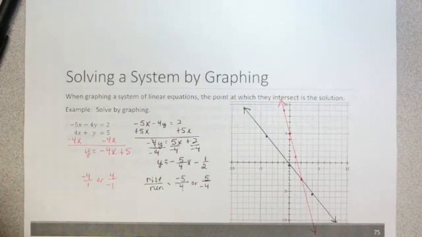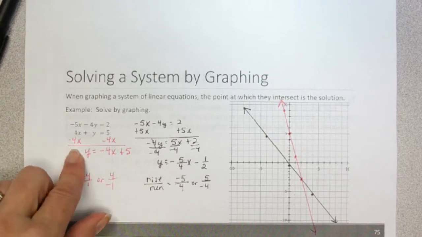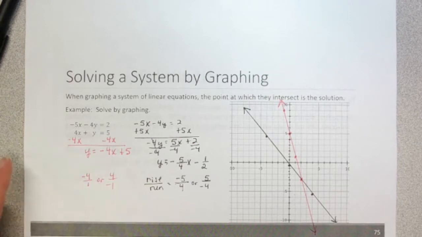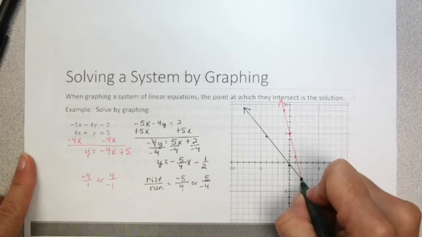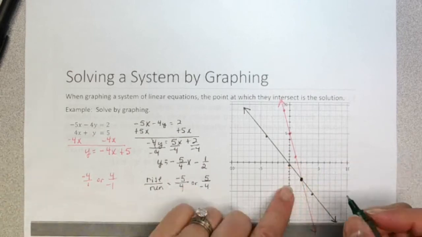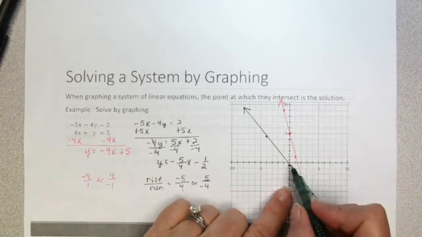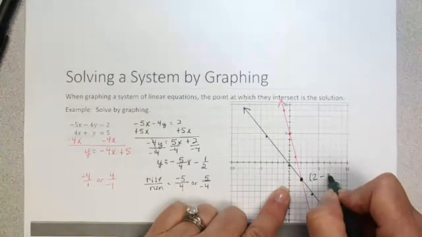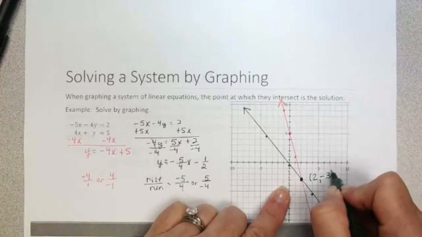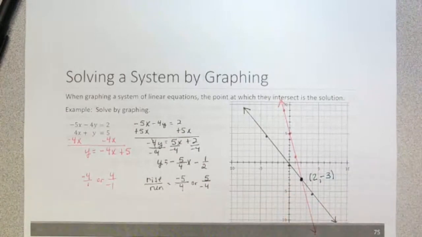Okay, the solution to this system of equations is where these two lines intersect, and it looks to me like it's this point right here. Now, I think the coordinates of that point are 2, negative 3. X is 2, y is negative 3.